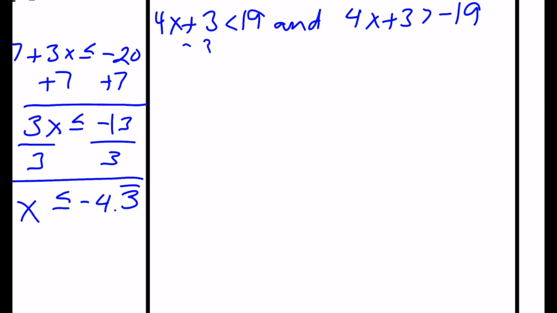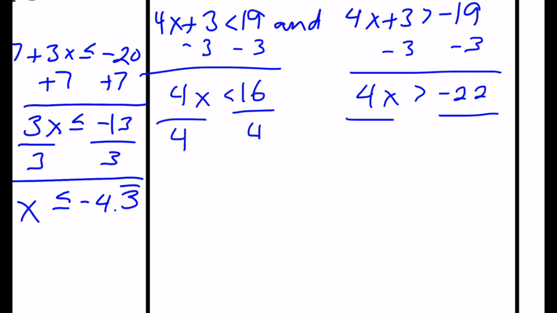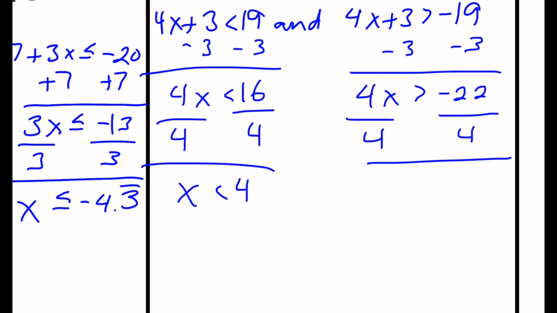Now example 6 is a continuation of example 3, so I've copied those inequalities. Subtract 3 from both sides of both inequalities. 4x is less than 16, and 4x is greater than negative 22. Divide both sides of both inequalities by 4, and we end up with x is less than 4, and x is greater than negative 5.5.